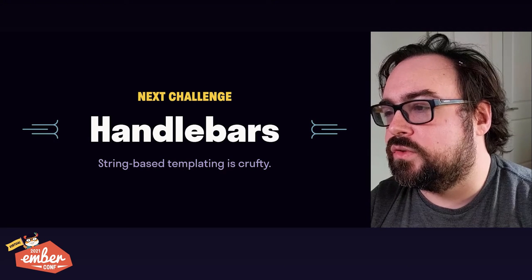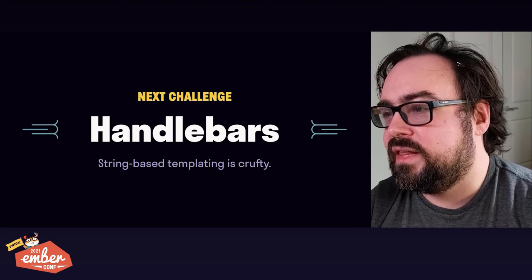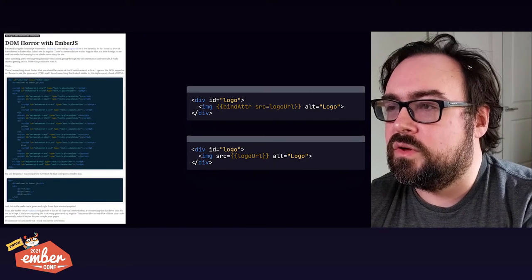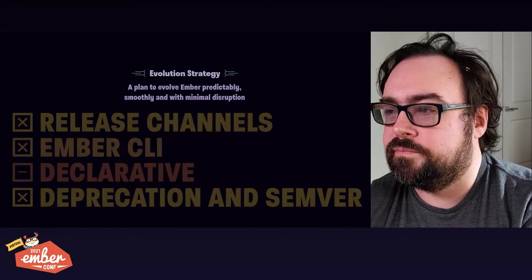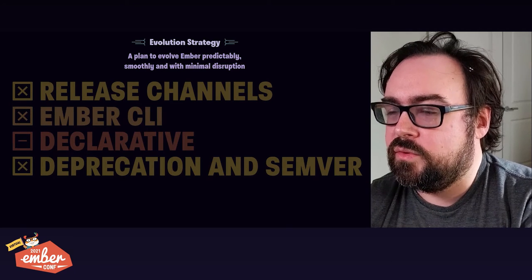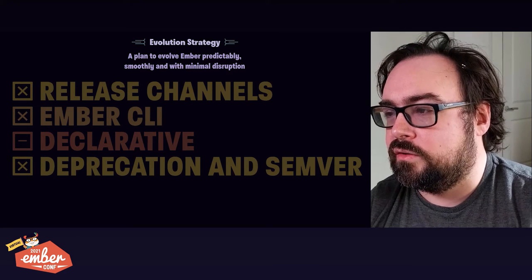Ember's first templating engine was a variation of Handlebars' normal string-based story, but that had some serious limitations. These solutions were reasonable compromises when we got started, but it was really time to do something about them. Here's the good news. Our evolution strategy that we'd been building so far was a really good fit for what we were trying to accomplish here.